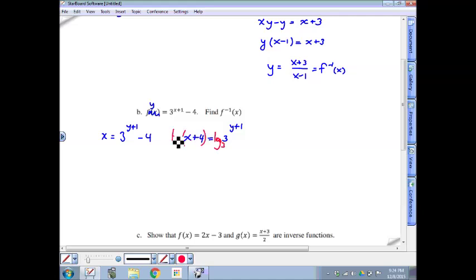Log base 3 to cancel the base of 3. So we have y plus 1 equals log base 3 of x plus 4. Final step is to subtract the 1 over. And this is the inverse.